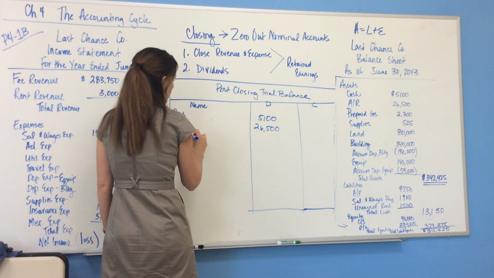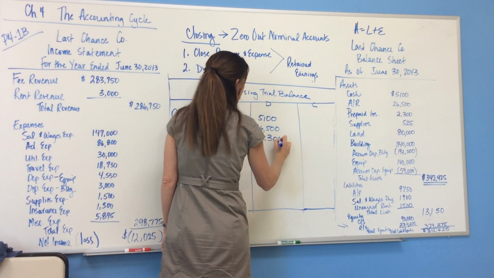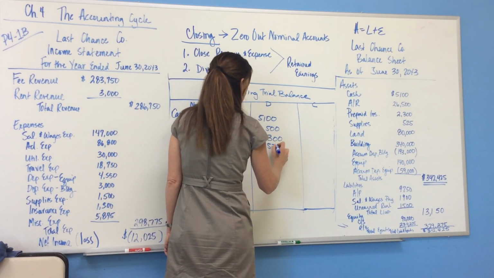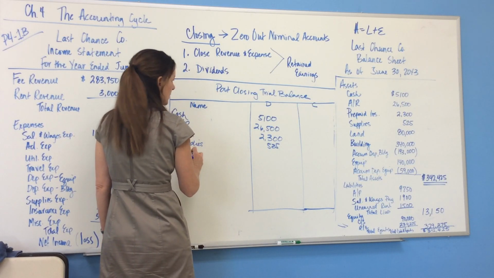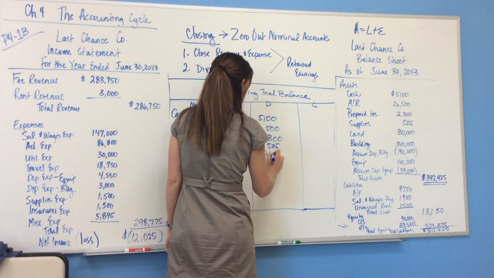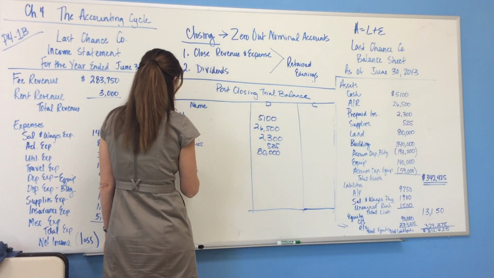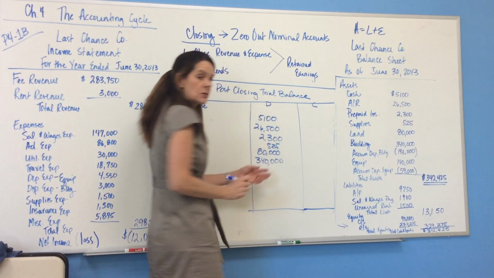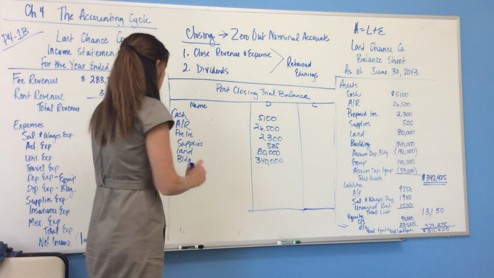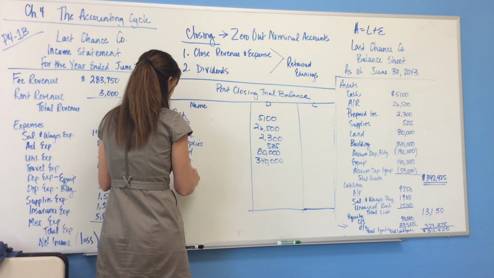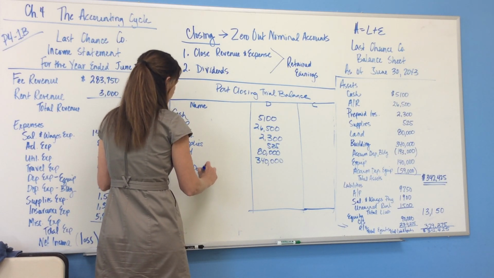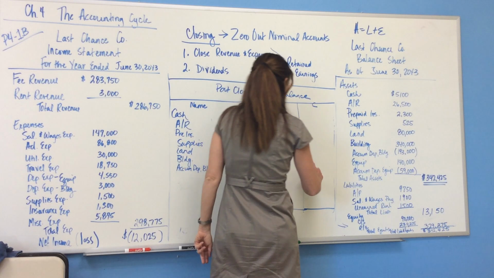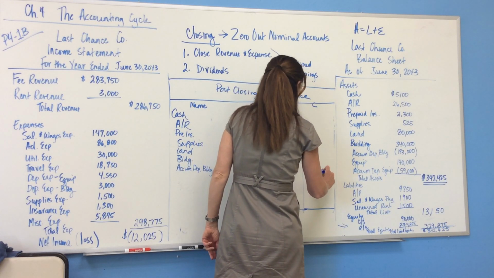Prepaid insurance, $2,300. Supplies, $525. Better write smaller. Land, $80. All right, so now I have building. So the building amount is $340,000. That's a debit, right? Debit to increase the asset. But we have our contra account called accumulated depreciation, comma building. That is going to be taken away from, so that's going to be a credit. That $193,000 goes on the credit side.